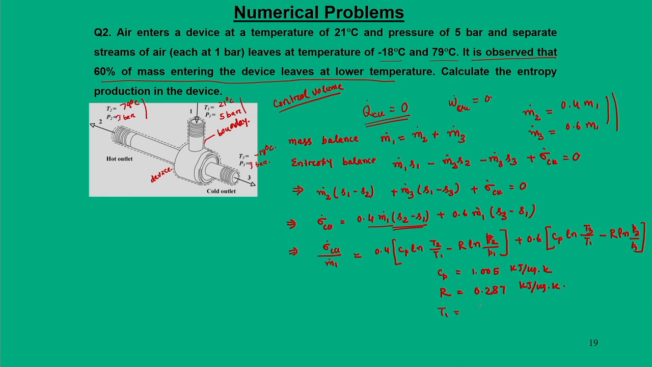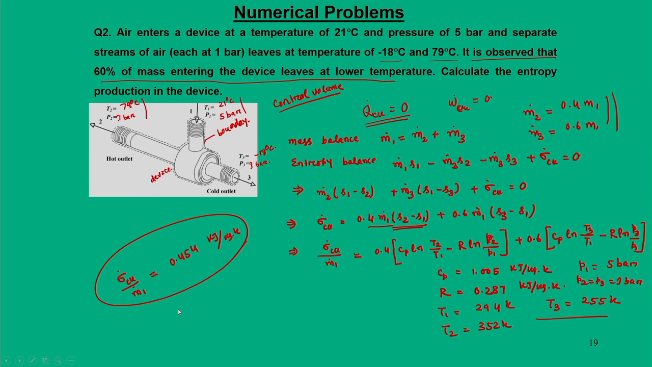T1 is 294 Kelvin, T2 is 352 Kelvin, T3 is equal to 255 Kelvin, and P1 is equal to 5 bar, P2 is equal to P3 is equal to 1 bar. So, by putting all the data, we can find out sigma dot CV by m1 dot is 0.454 kilojoule per kg Kelvin. This term is greater than 0. So, we can say entropy production from this device is a positive quantity. In other words, it gives the feasibility of existence of the process for such a device.